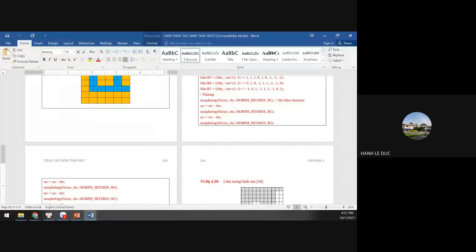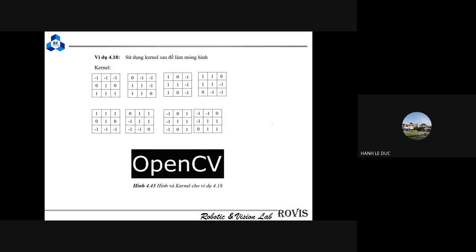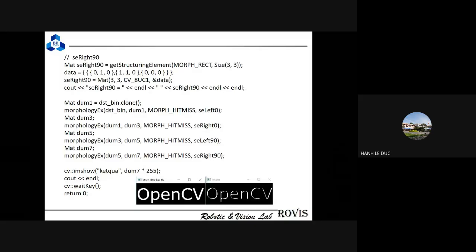Okay. Let's go to another example here. If you have the image, then you can apply the thinning algorithm. Here I just apply one iteration, and then you can see the result. It's thinning. And then if you apply more and more iterations, you will have this result.